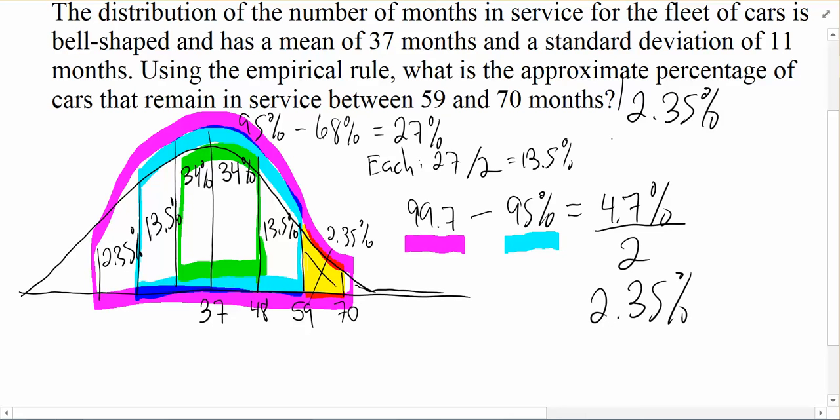But hopefully you saw the strategies that I used in this problem: first of all, drawing out the normal distribution and labeling it with, instead of just labeling as mean and 1 standard deviation and 2 standard deviations, labeling as how many months in this case. Then I could draw where the answer was going to be. Then I could start calculating what that answer is.